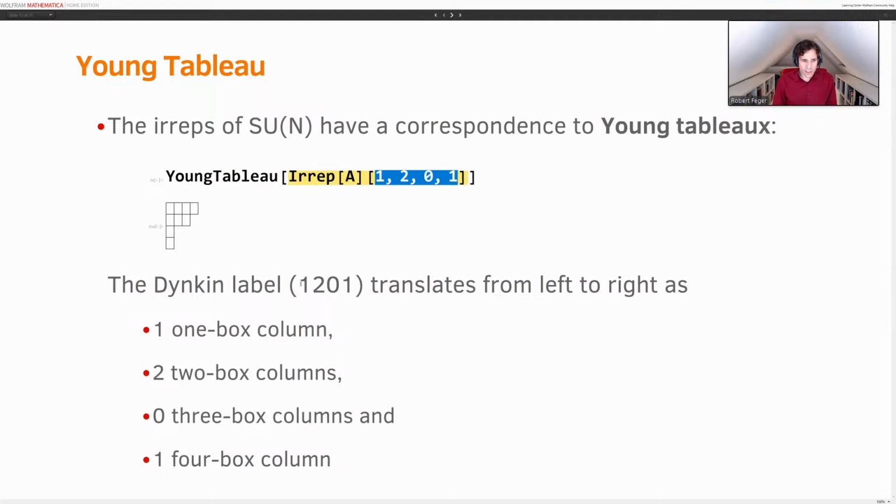If you have this Dynkin label 1, 2, 0, 1, you start from left and go to right. The first one says the Young tableau on the right needs to have one one-box column, which is here on the right end. It has two two-box columns because of the 2 in the Dynkin label. It has 0 three-box columns. You don't see a column with 3 boxes. And it has 1 four-box column, which is the column here on the left. So it's very easy to construct a Young tableau.